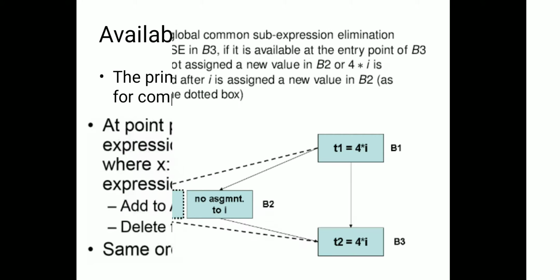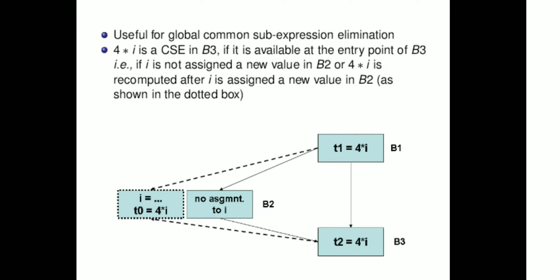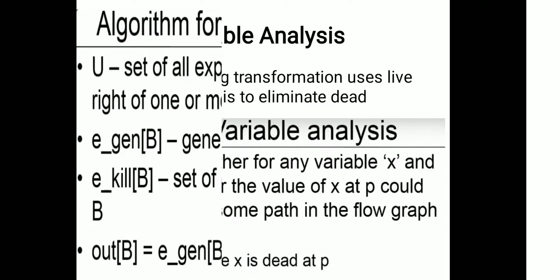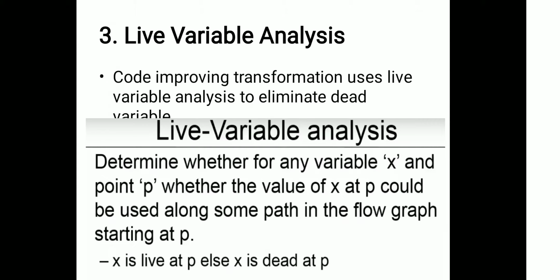Now, what is that used for? The common subexpression elimination. And the next one is the algorithm for available expression. Similarly, the same algorithm we are going to apply. Here is the equation: Out of B equals E gen of B union (E in B minus E kill of B). So this particular equation we are going to use to check whether the expression is available or not.